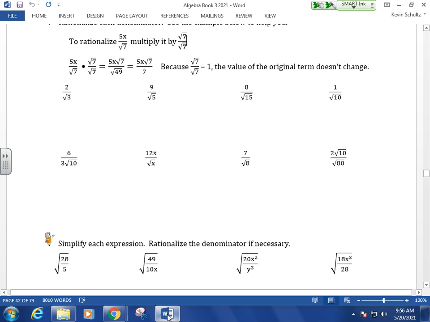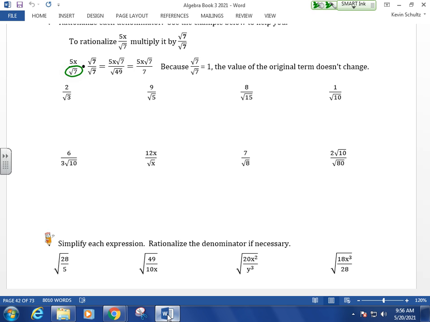We are going to continue with rationalizing the denominator. We started this yesterday, and we introduced the reason why we need to do this. It all comes down to the fact that we cannot have a radical in the denominator of a fraction, because that is an irrational number, and the denominator of a fraction must be rational.